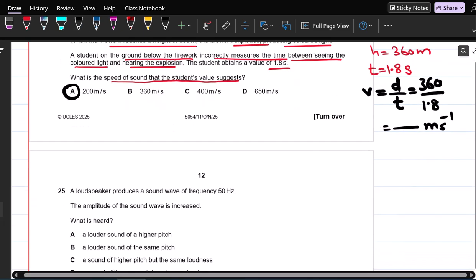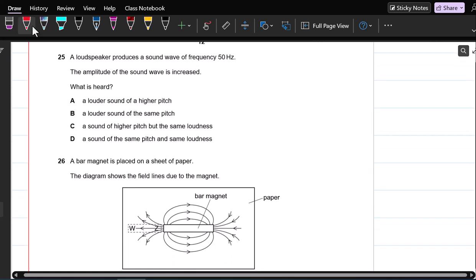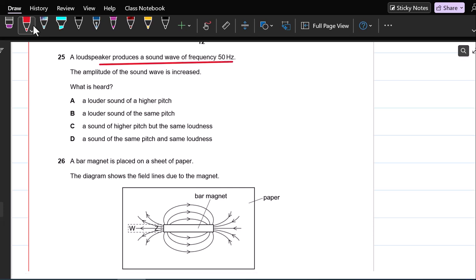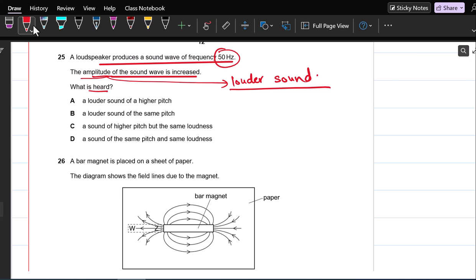Moving to question 25, a loudspeaker produces a sound wave of frequency 50 Hz. The amplitude of the sound wave is increased. If amplitude is increased, it means louder sound will be there. Louder sound, volume is increased. What is heard? A louder sound with same pitch, because frequency is same, so frequency is directly proportional to pitch. So louder sound of same pitch. B is right option.